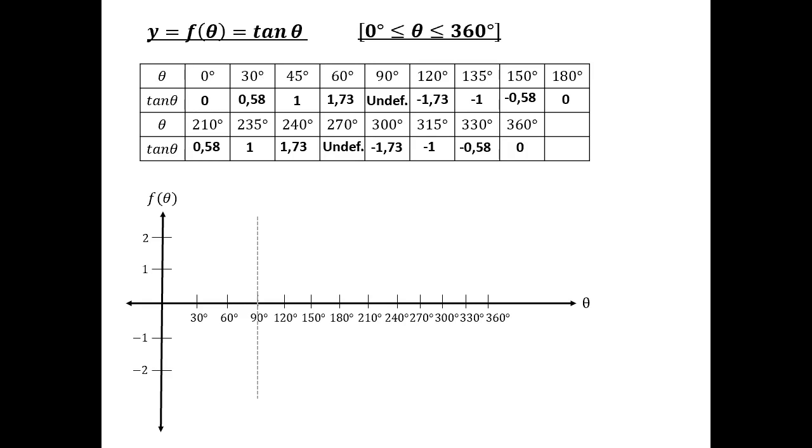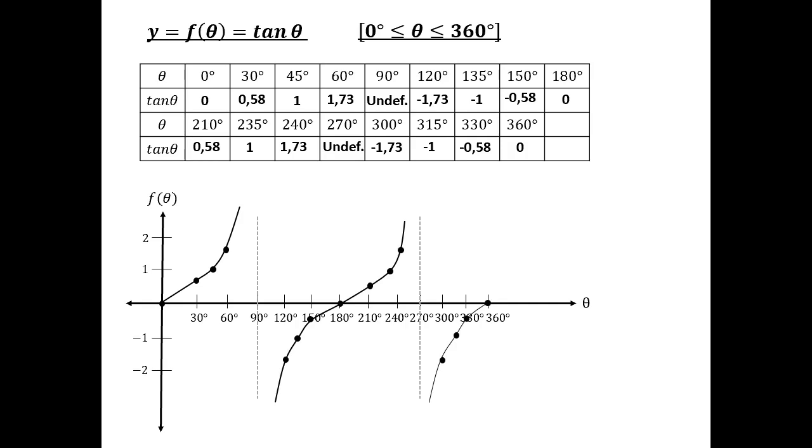Now that we have completed the table, we can plot the points and join them with a smooth curve. You will see that the graph has vertical asymptotes where theta is equal to 90 degrees and 270 degrees. These are the lines where the graph does not exist and where the function heads towards positive or negative infinity. Remember, these asymptotes occur because the cosine of these angles is 0, which makes the tangent undefined.